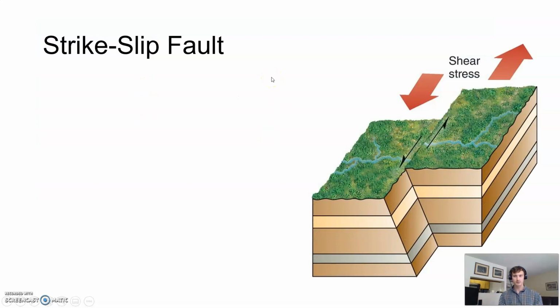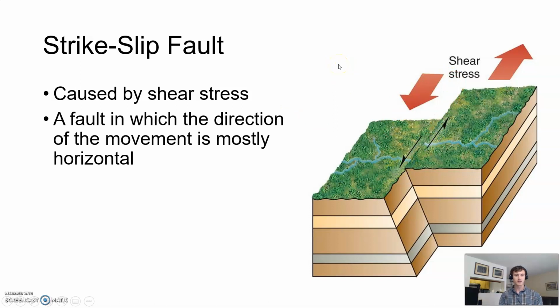So we can also have a strike slip fault. Here, we don't really have a hanging wall and a footwall exactly, even though that is what we see here on the diagram. Don't worry about hanging wall or footwall for these. This is a case where we have two blocks which are sliding past each other along the fault. So the movement here is predominantly horizontal. It's caused by shear stress. We're sliding these two past each other.